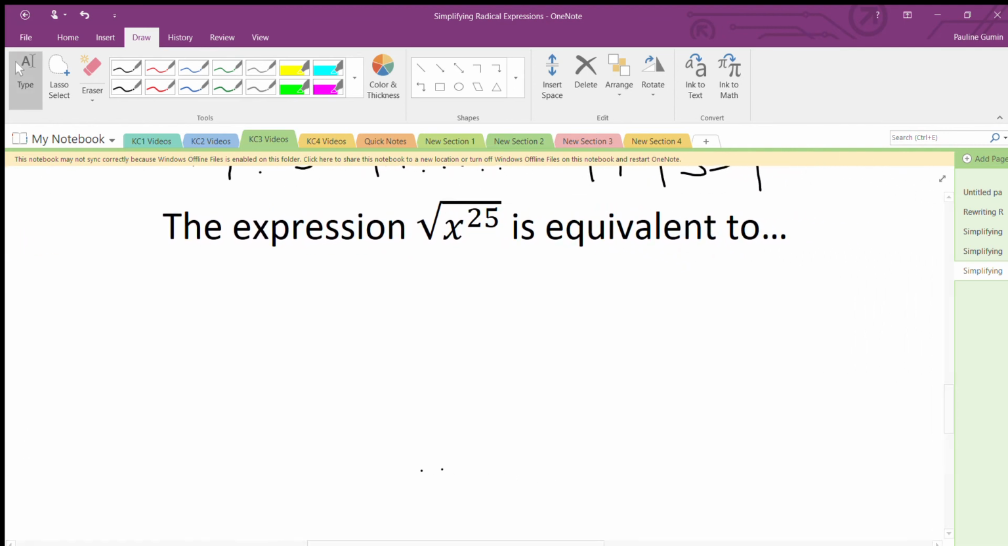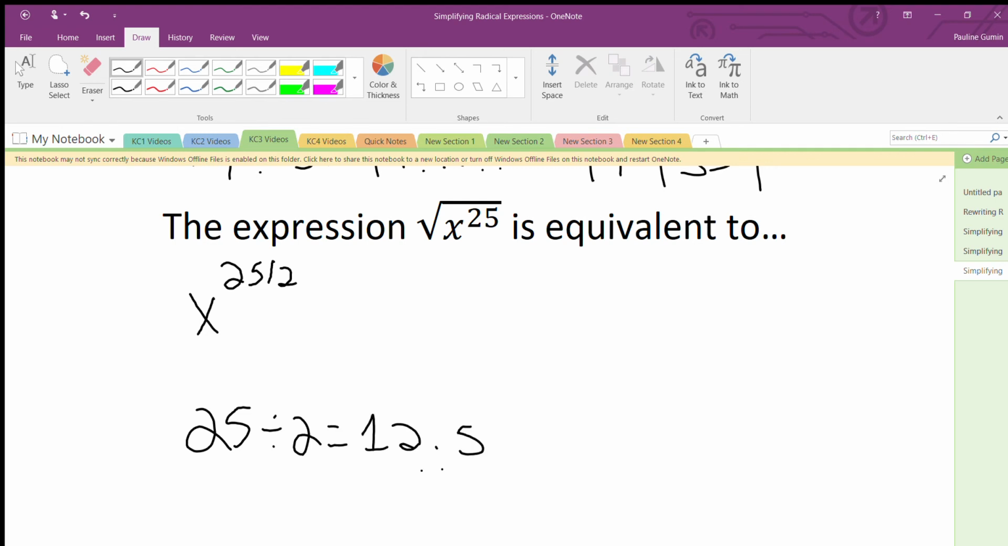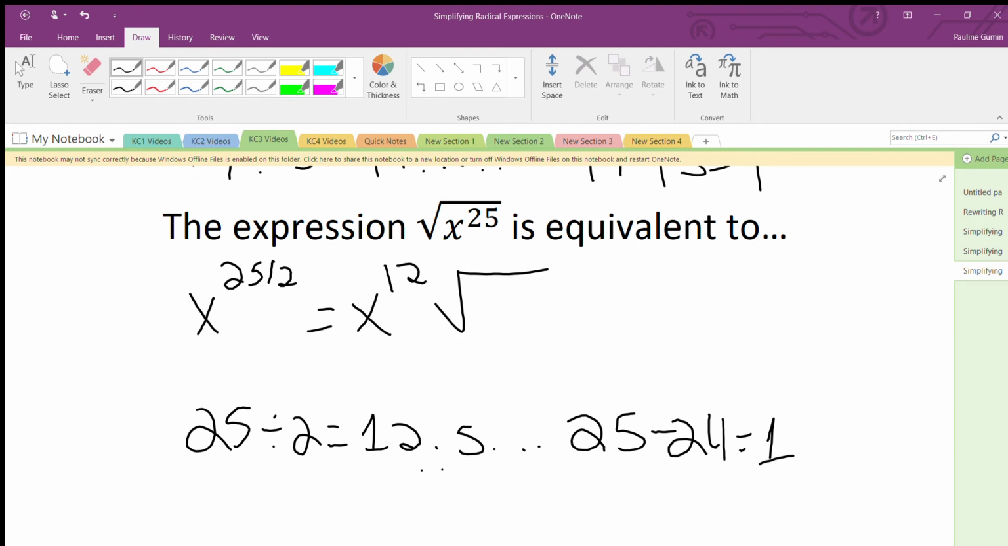All right, let's do one more, the square root of x to the 25th, which really means x to the power of 25 over 2. 25 divided by 2 gives us 12.5. 12 times 2 is 24, so 25 minus 24 is 1. So we actually are left with a perfect x to the 12th and a square root of just 1x underneath the radical.